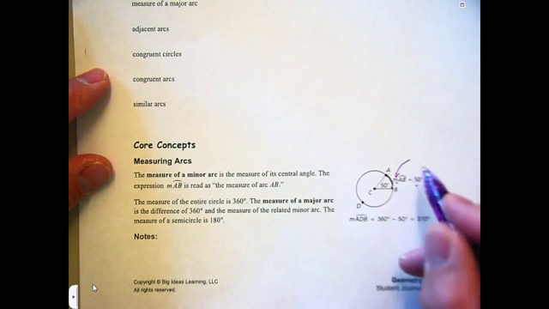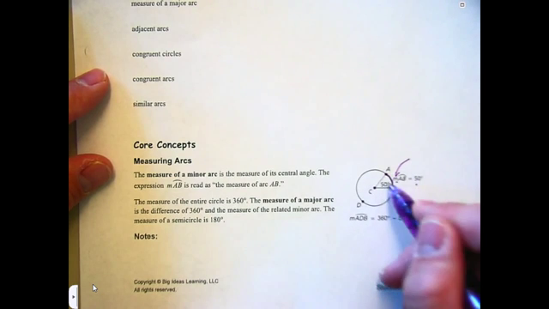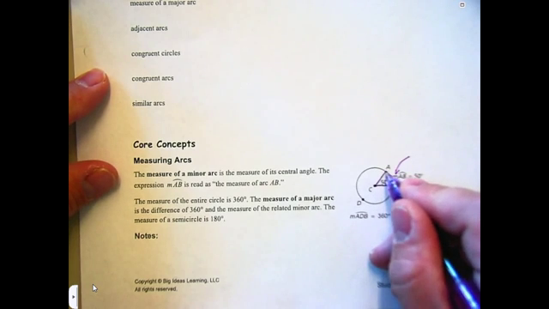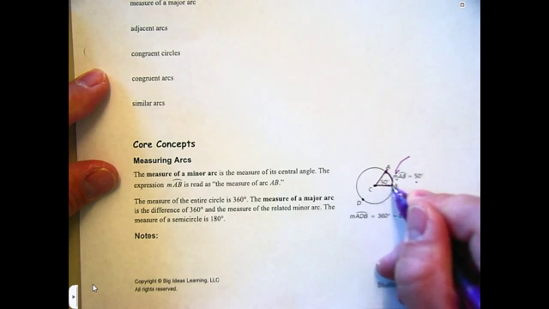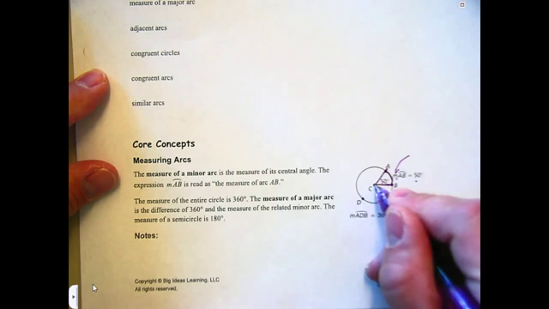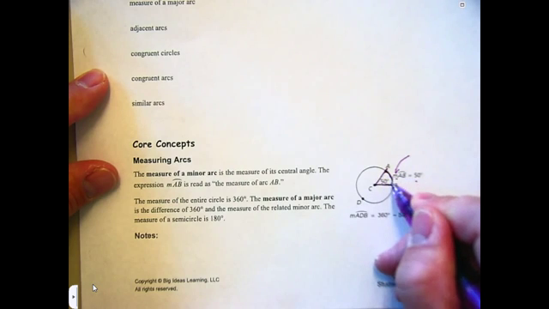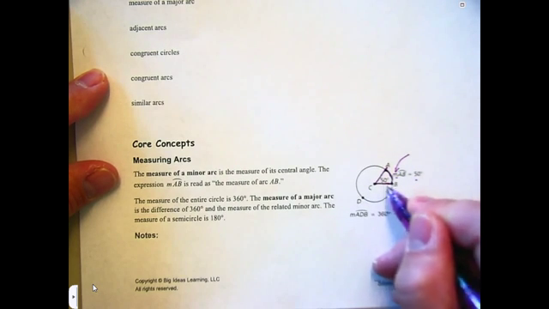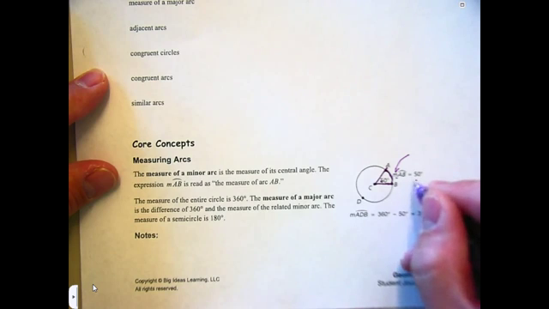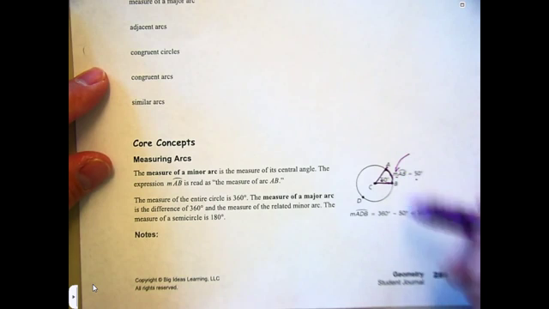The measure of an arc is just the measure of its central angle. So a central angle is an angle that extends from the edge of a circle to the center and back out. That is a central angle. It has to touch the center of the circle. So this arc measure right here is 50 because this angle is 50. They're the same. This is called a minor arc because it is less than 180.